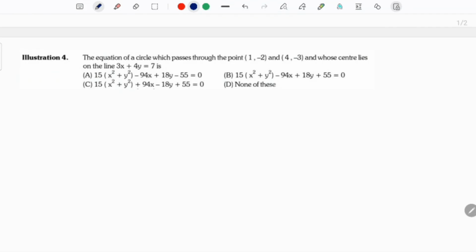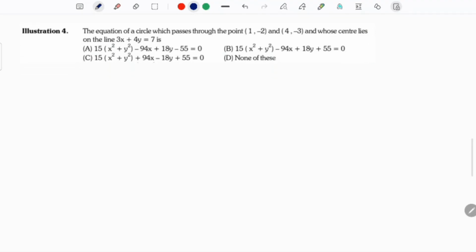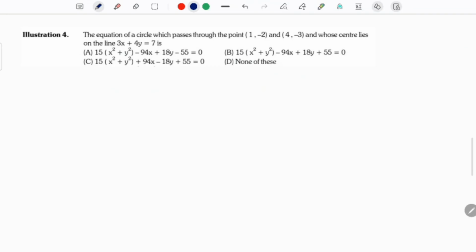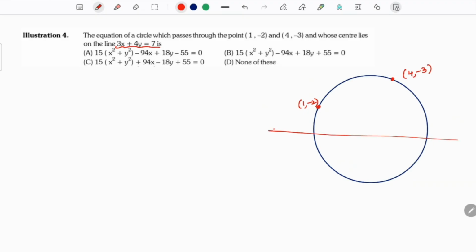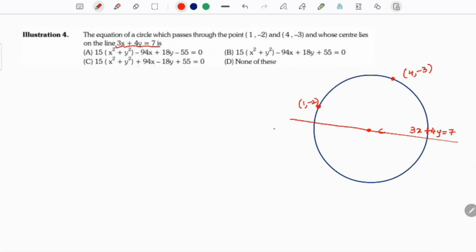Next. Find the equation of circle which passes through the points 1, comma, minus 2 and 4, comma, minus 3, and whose center lies on the line. Okay. So you have a circle, and this circle is passing through 1 comma minus 2 and 4 comma minus 3, and whose center lies on this line. We have one line, let me draw like this. This center lies on the line 3x plus 4y is equal to 7. That means 3x plus 4y is equal to 7 is diameter. Okay. How do we solve this particular problem?